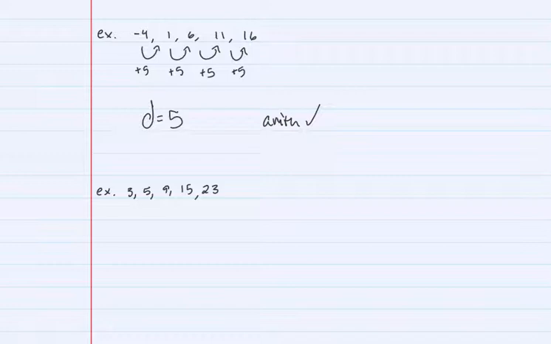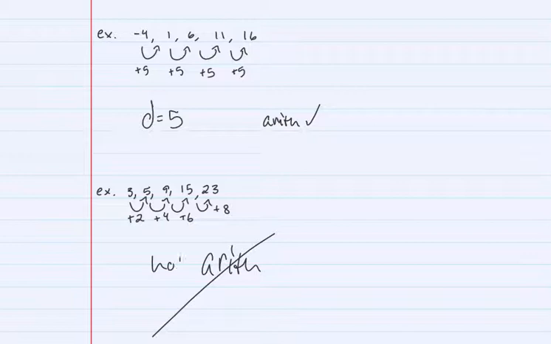Check. From my first to my second term in my second sequence, I'm adding 2, then I'm adding 4, then I'm adding 6, then I am adding 8. Now, yes, there is a pattern, however, it is not arithmetic, and therefore I don't have a common difference.